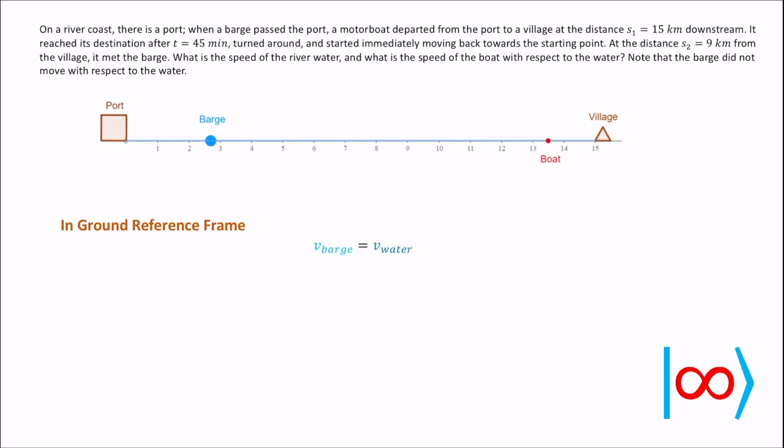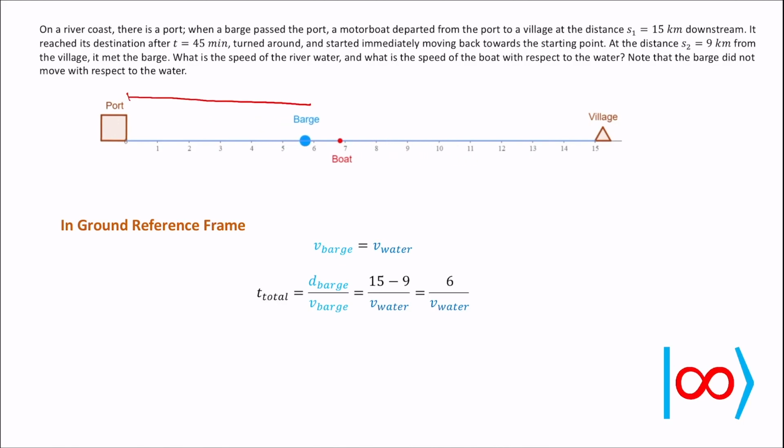In the ground reference frame, the speed of the barge is equal to the speed of the water, as given in the problem. Let T total be the time taken by the boat to reach the village and return from the village to the barge. It can be calculated using the total distance traveled by the barge in this time and the speed of the water.